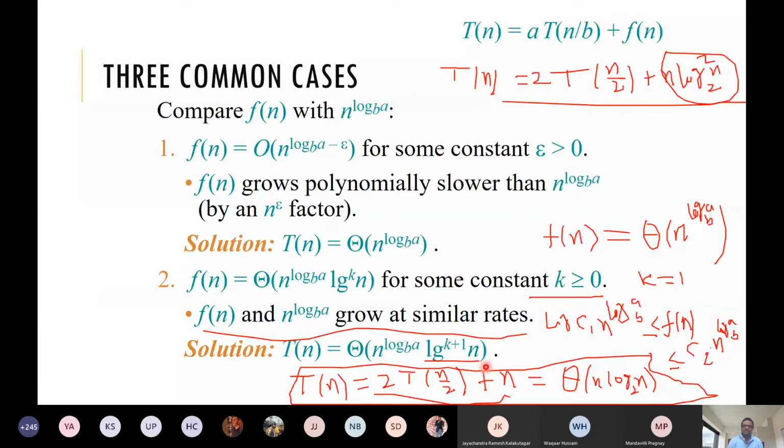Any question on case 2 before we move to case 3? Sir, I have a doubt. Yeah, please. I didn't understand why the k plus 1 power came in the solution. That we will discuss when you draw the recursion tree of this recurrence. Then it will be clear.